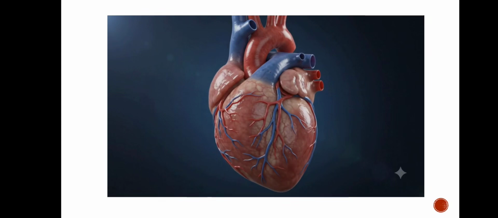And if you want to get the RVOT, you should go to the 3VT plane. See the diagram. Then tilt the probe anti-clockwise 45 degrees. If you want to get the LVOT, you should go to the 3VT plane. Then tilt the probe clockwise 45 degrees.